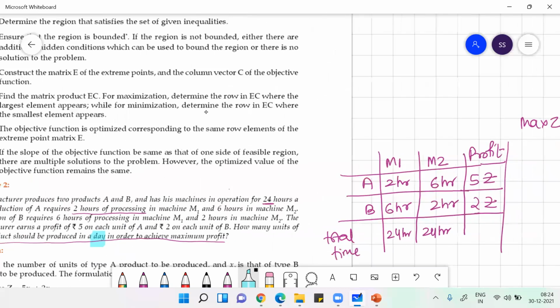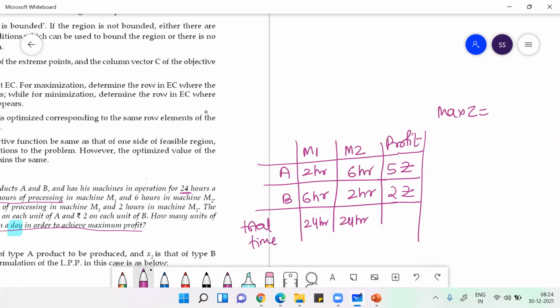So here I'll write my objective function. Whenever you write the objective function, you're trying to maximize something. What I want to maximize is profit. On 1 unit of A, I'm getting 5 rupees profit, so if I manufacture x1 units, I'll get 5x1 profit. On 1 unit of B, I'm getting 2 rupees profit, so if I'm manufacturing x2 units, I'll get 2x2 profit. So maximize Z equals 5x1 plus 2x2.